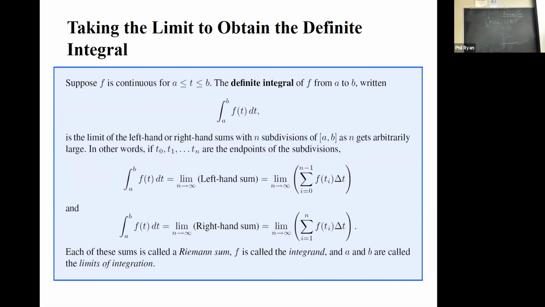Okay, so this is called a definite integral. This is called the integrand. It's what you're integrating. And these numbers here, A and B, are called the limits of integration. So we're integrating between A and B. So that's your basic vocabulary right there.